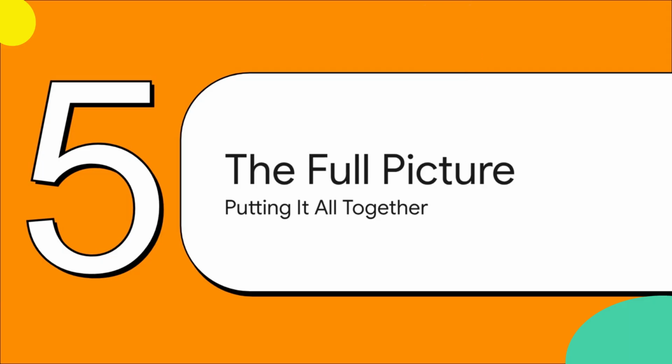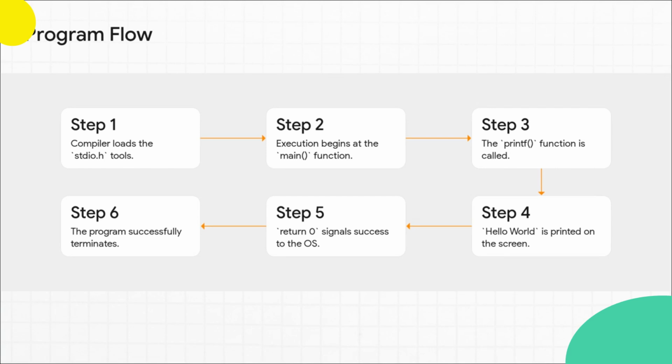So now that we've looked at every single nut and bolt under the microscope, let's zoom back out and just watch how the whole thing flows together from start to finish. So let's trace the journey. First, the compiler preloads our toolbox from stdio.h. Then execution jumps right to the starting line, the main function. Inside, it calls the printf function, which makes hello world pop up on our screen. Finally, it sends that all clear signal by returning 0, and the program's job is officially done. It's a clean, logical flow every single time.